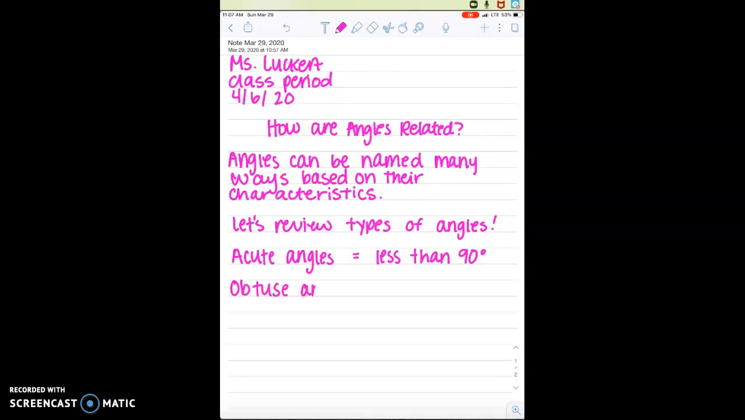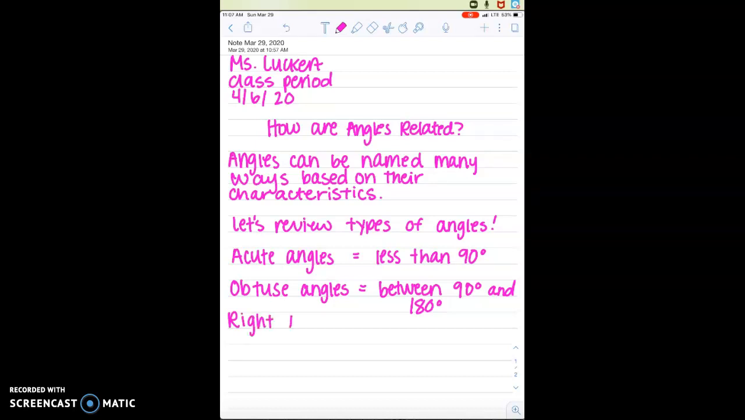An obtuse angle is any angle between 90 degrees and 180 degrees. So if it is 90.00001 degrees, it's considered obtuse. Or if it's 179.99999 degrees, it is still considered obtuse, okay? But it can never equal 90 and it can never equal 180.